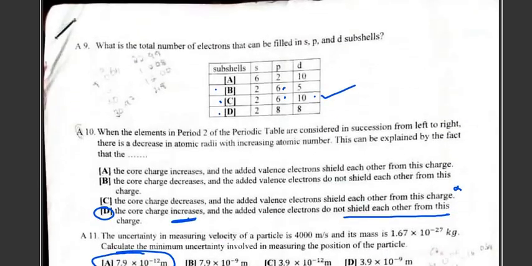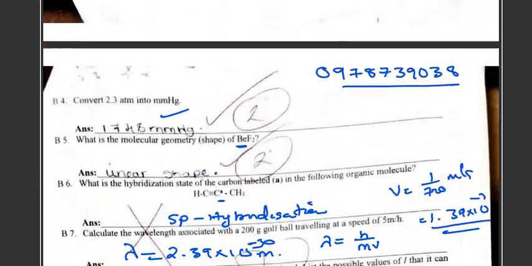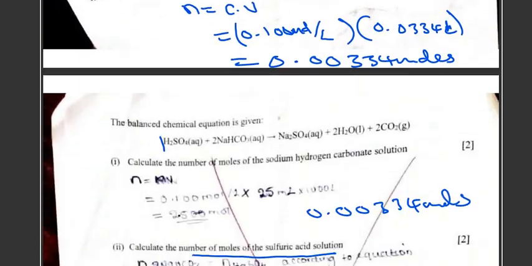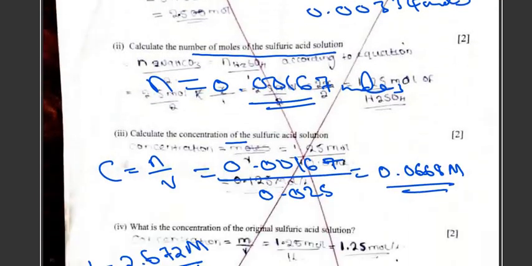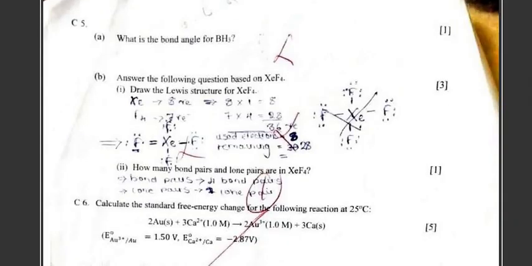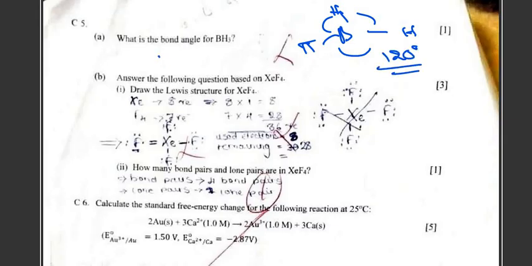Then we can go to number C5. They're saying what is the bond angle for boron trihydride. So this guy here is just going to be boron, with a hydrogen, a hydrogen, and a hydrogen. There's no lone pair on this guy, meaning these are supposed to be all equal. So 360 divided by 3 gives us 120. So that's the bond angle here.